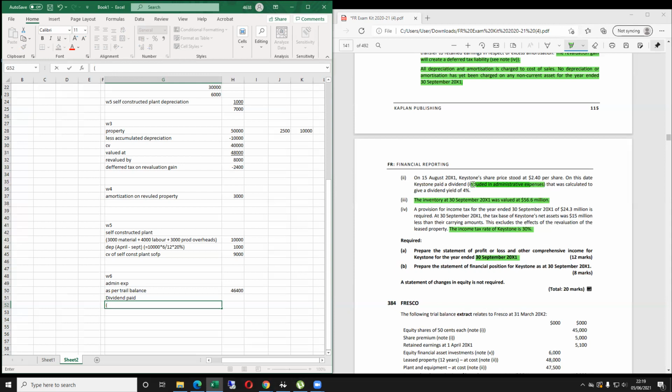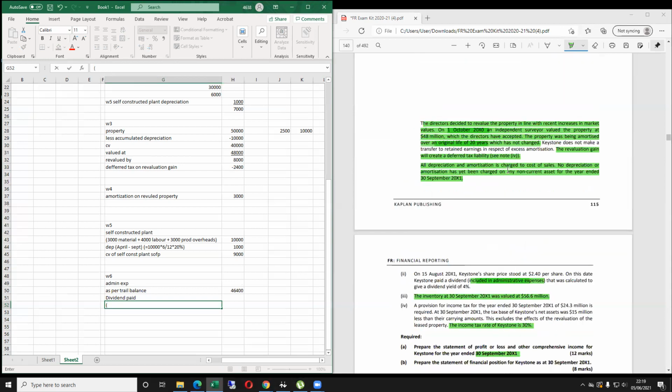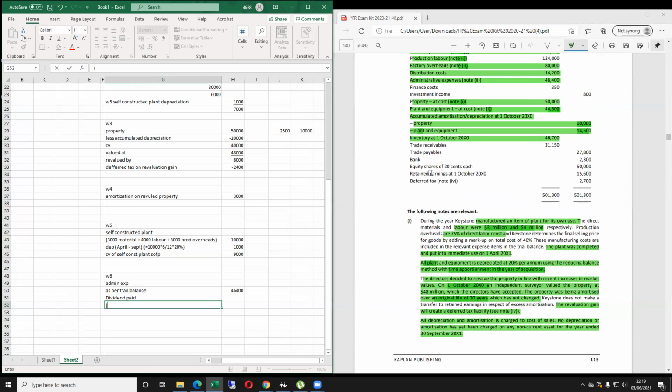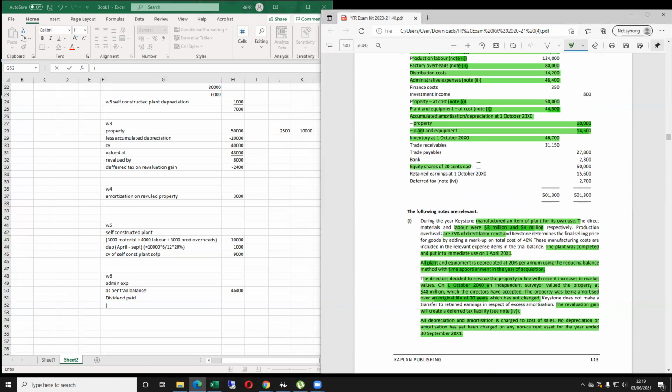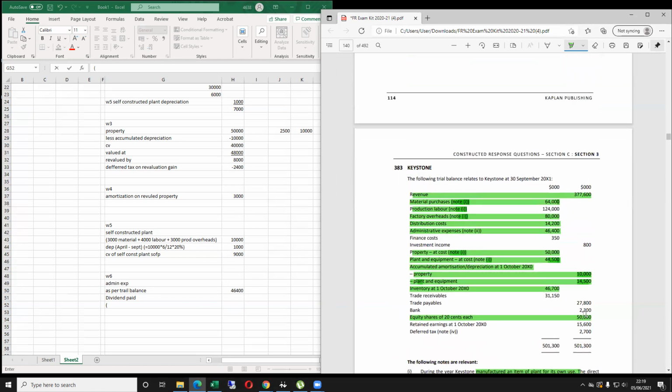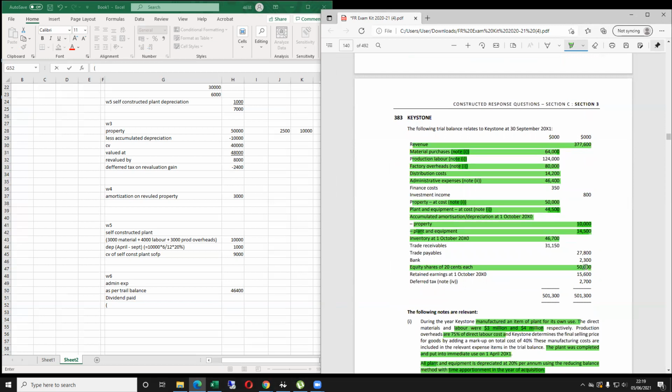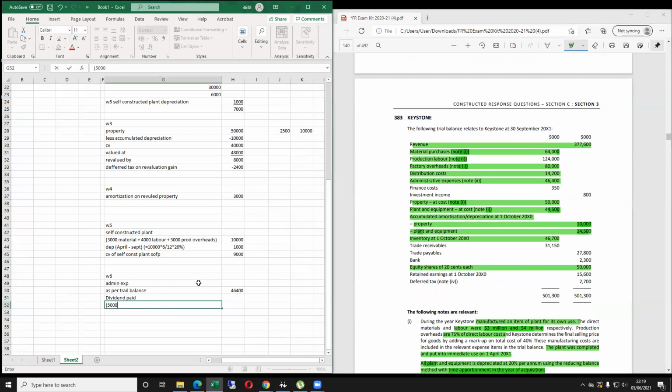We need to know where it says Kenny's share price stood at this on this day, and a dividend was paid that is calculated given a dividend yield of 4%. I will show you, we'll go one by one. See this: our equity share, 20 cent each. So total, this is the amount. It means 50,000 is the amount and each share was 20 cents.